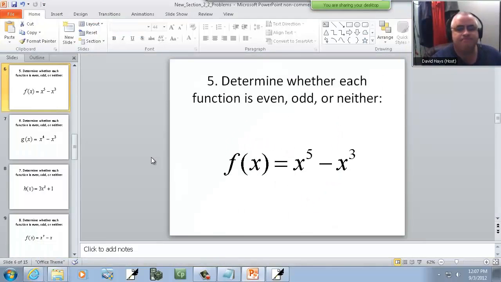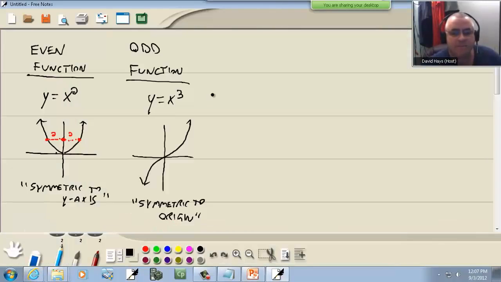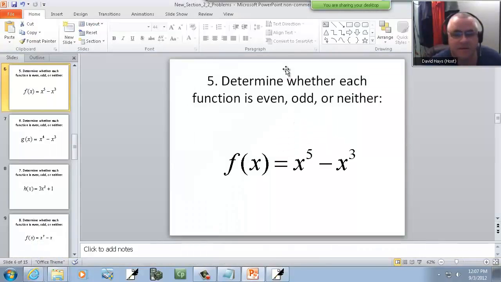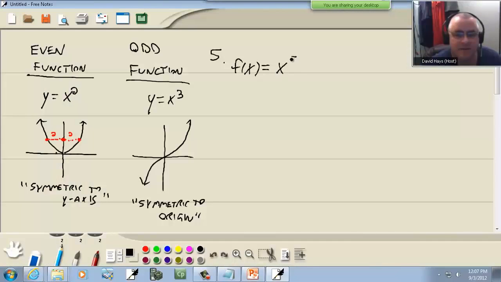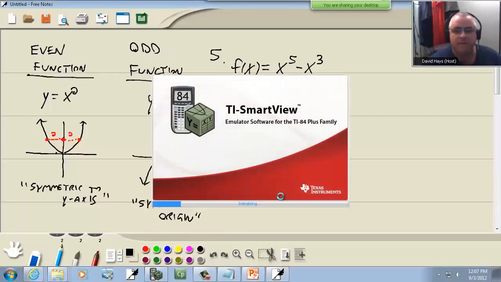Okay, let's look at this one. Determine whether each function is even, odd, or neither. So we got f of x is equal to x to the fifth minus x to the third. Well, again, we have to graph it. So let's bring up our graphing calculator.